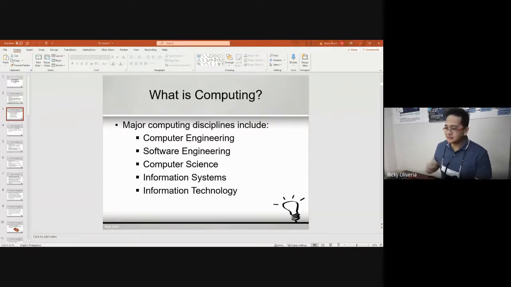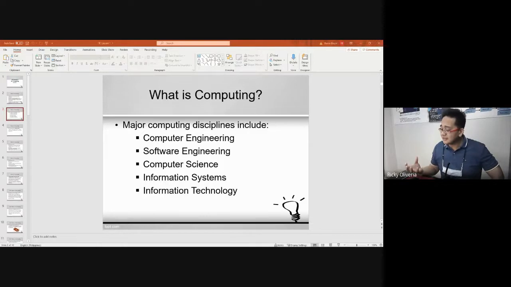So, these are the modern disciplines or majors. Computing disciplines include the following: computer engineering, software engineering, computer science, information systems, and IT. Now, do you have any idea about these? Let's say, what do computer engineers do? Do you have friends or relatives who are computer engineers? They are the major computing disciplines, which means they are the ones who make up computing.